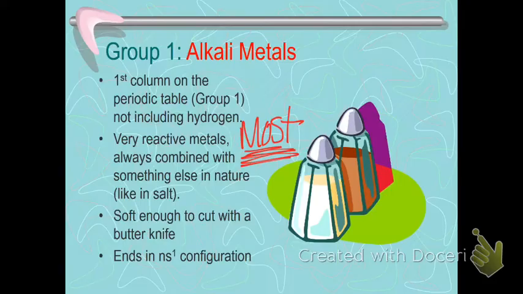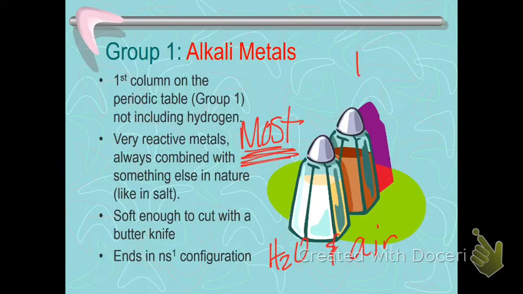They're very soft. They're soft enough to actually cut with a butter knife, and of course, they have that ns1 configuration. When I say that they're very reactive, the reason they're never found in nature is they're very reactive with water and air. And so because of that, they're never really found by themselves. We can isolate them. We usually store them under kerosene, gasoline, or mineral oil to keep them from reacting. But they are the most reactive of the metals.